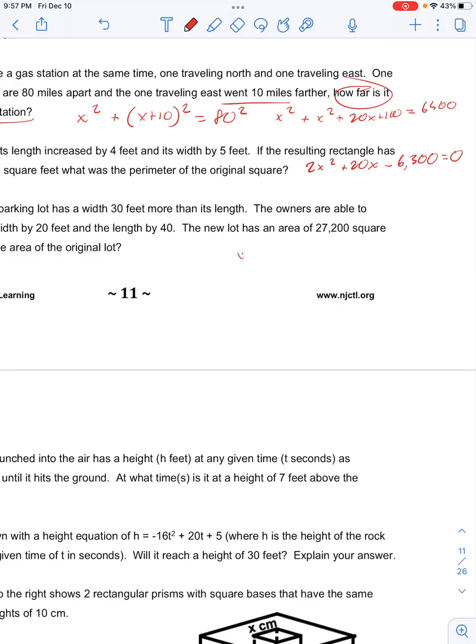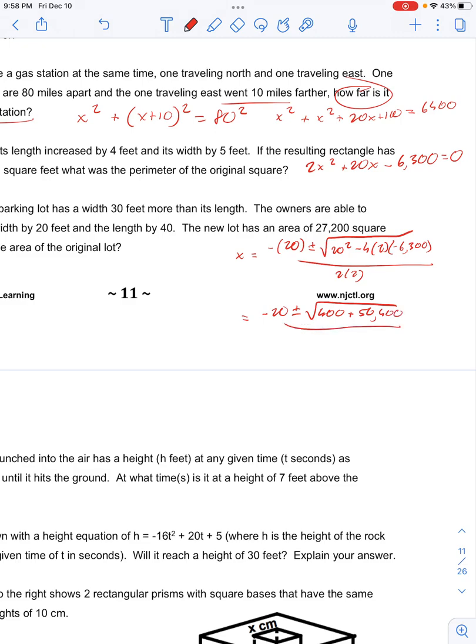So if we use the quadratic formula, then we have x is equal to negative b, which is negative 20, plus or minus the square root of b squared, 20 squared, minus 4 times 2 times negative 6,300, over 2 times 2, which is negative 20 plus or minus the square root of 400 plus 50,400, over 4.